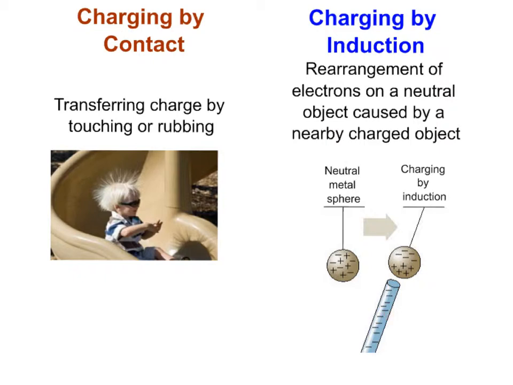Even though it is not touching the object, the charge rearranges itself in that metal sphere so that the positive charges are close to this area where the negative charge is. And the negative charges rearrange themselves so that they're far away from this negative charge, because these charges do not want to be close to each other. They repel. And that is charging by induction.